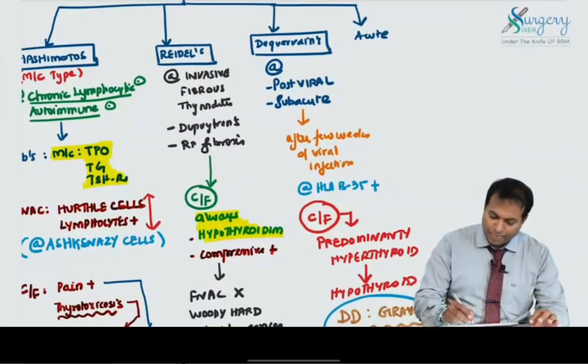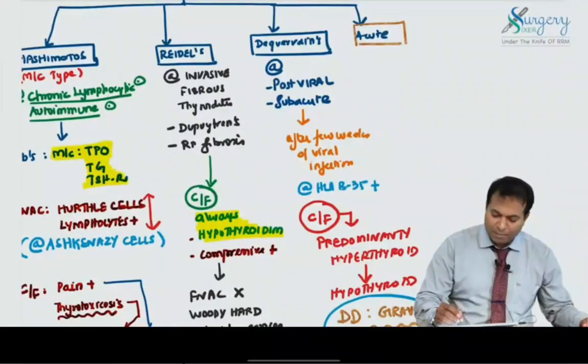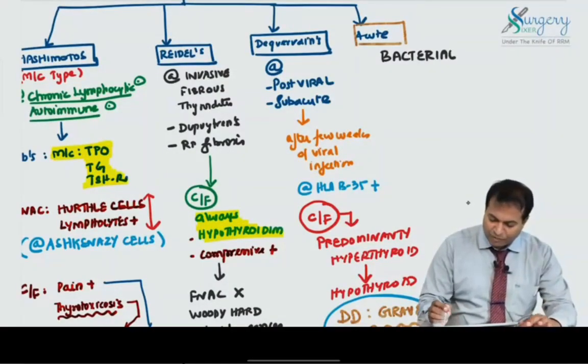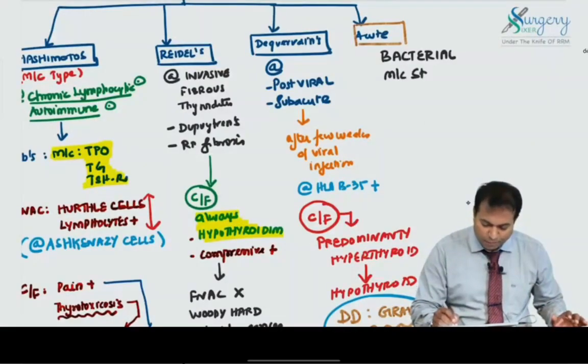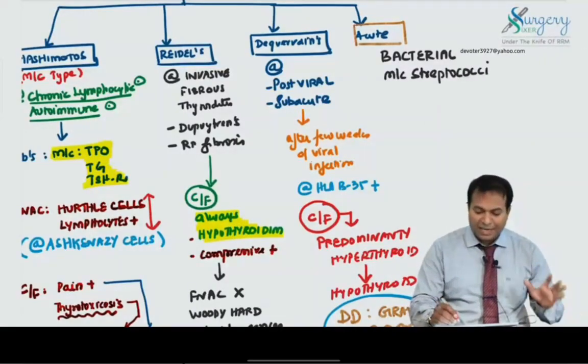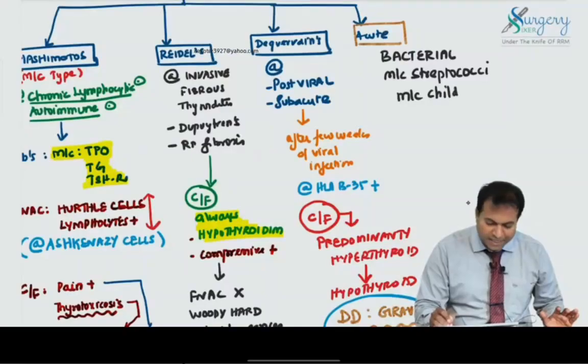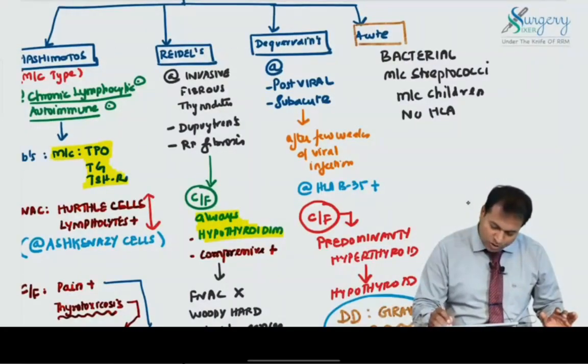And finally, coming to acute thyroiditis. Acute thyroiditis is mostly caused by bacterial infection. So please remember, bacterial infection causes acute thyroiditis and it most commonly follows streptococcal infection. It is seen immediately, it is more common in children, and there is no HLA association.